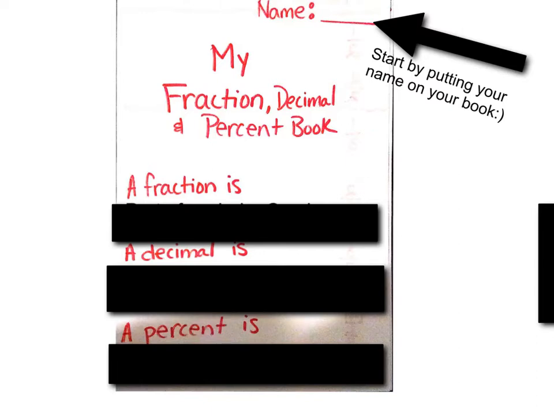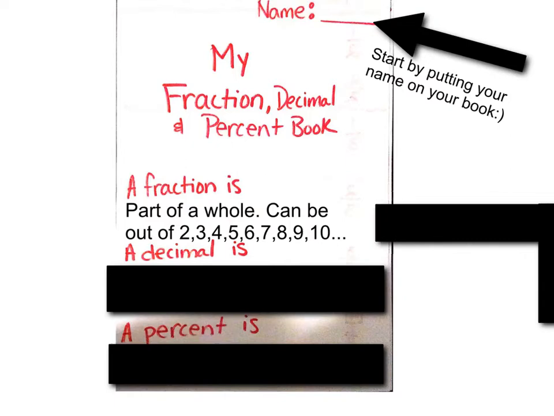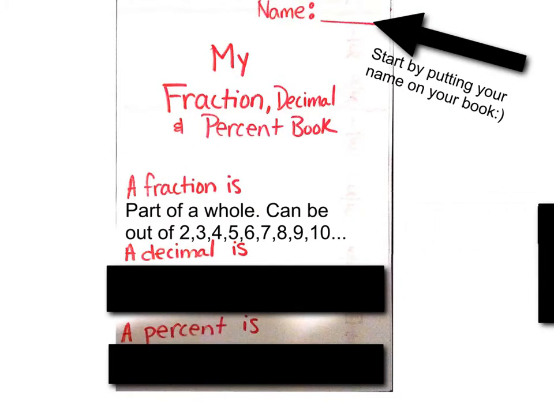So a fraction is part of a whole. It can be out of 2, 3, 4, 5, 6, 7, 8, 9, 10, 11, 12. It keeps on going forever. It can be out of any total. So pause the video and make sure you write that down.